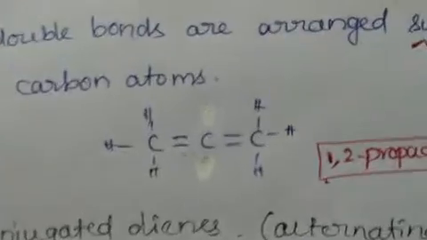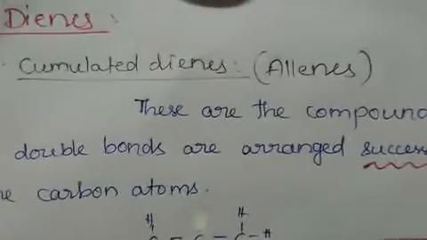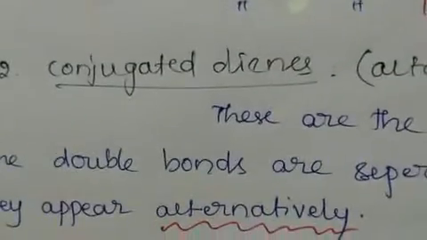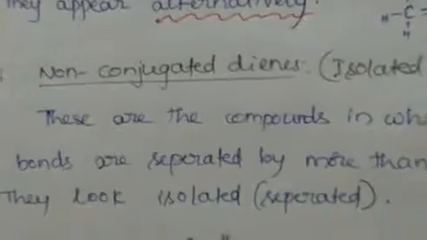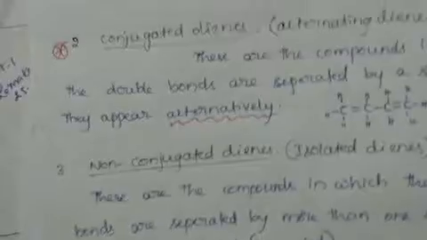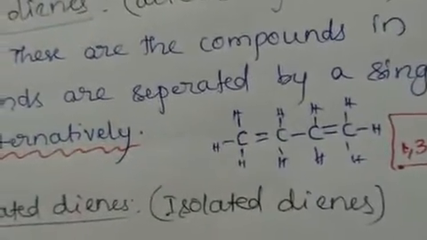If the double bonds are side by side, they are called cumulated dienes or allenes. If the double bonds are alternate, one by one, they are called conjugated dienes. If the double bonds are separated by more than one single bond, they are called non-conjugated dienes or isolated dienes. Out of all 3 dienes, the important category is conjugated dienes. Why? Because since the double bonds are arranged in an alternate way, they behave in a different way.